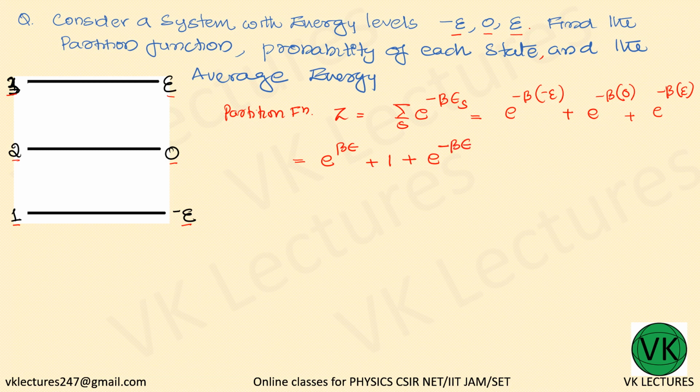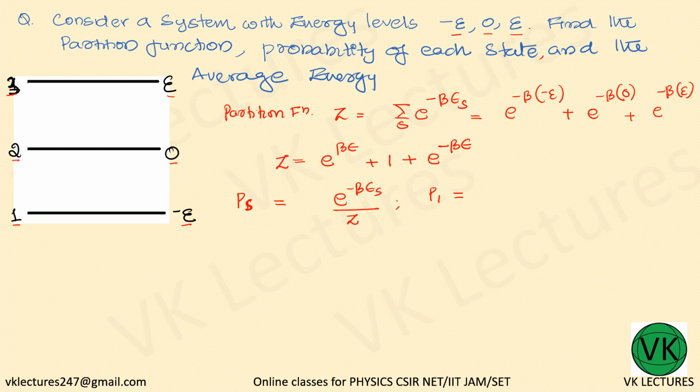So this is the partition function here. Once we have done the partition function, we can find the probability P1. Before that, let us write the probability for PS. PS is equal to e to the power minus beta ES divided by the partition function Z. With this we will find P1, and we will keep the Z as it is.